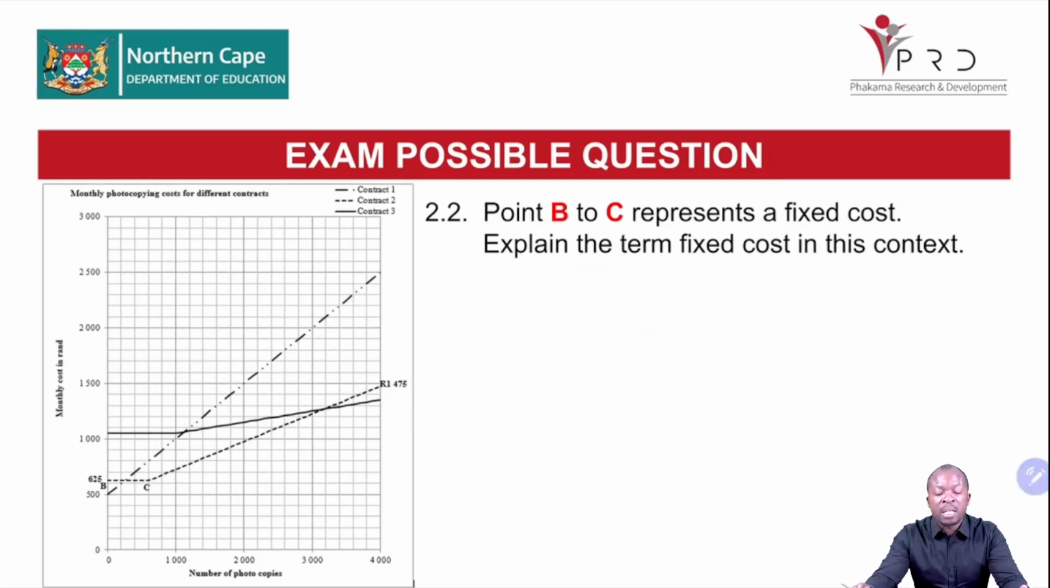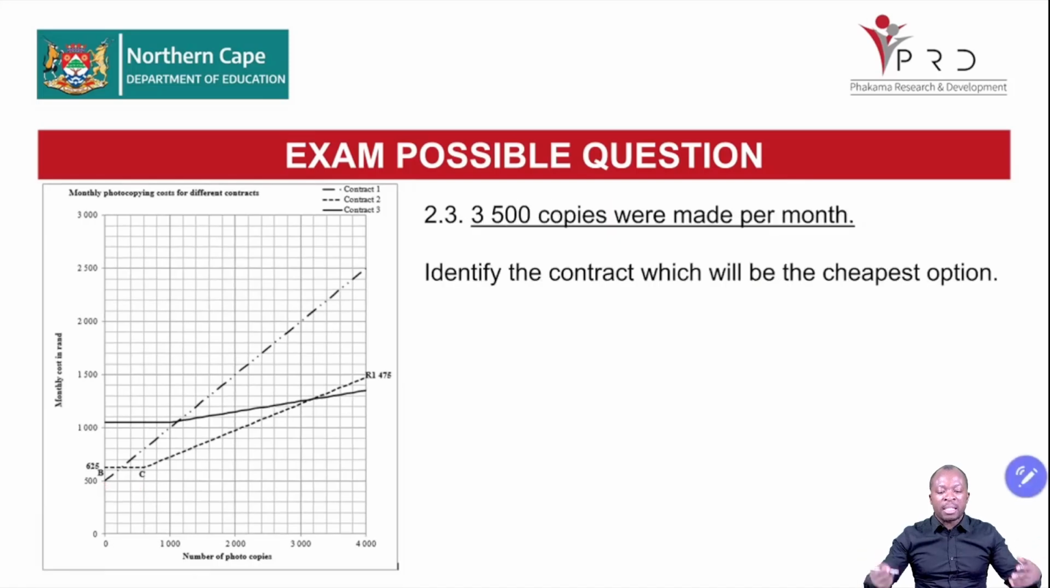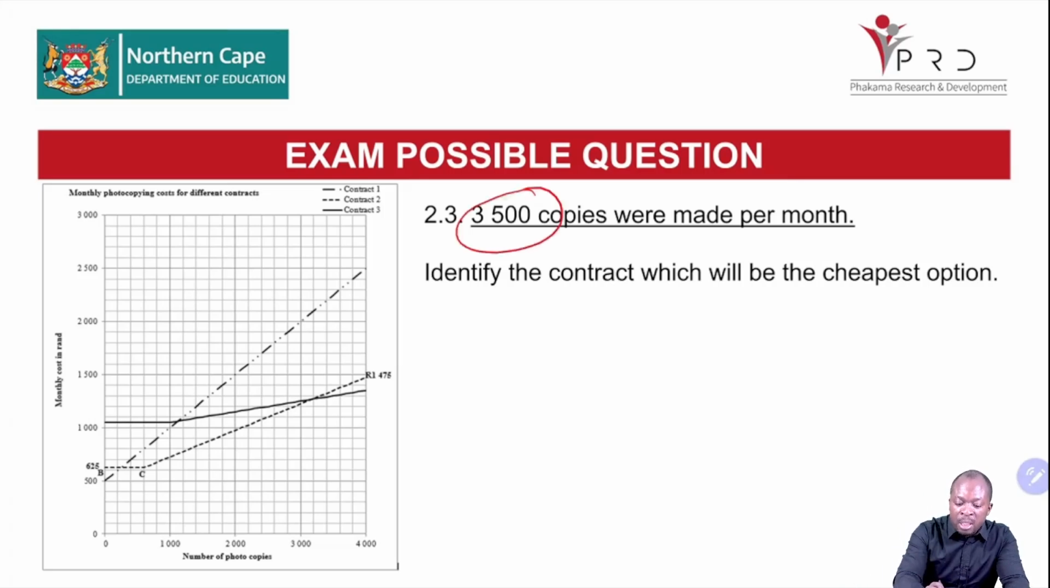Then you go interpret it. Look at the second one. It says point B to C represents a fixed cost. From point B to C, they represent a fixed cost. Explain the term fixed cost. What will you write? You have to remember these things, because they will be asking you that. Let's look at the third question. It says, identify the contract which will be the cheapest option if we are making 3,500 copies.